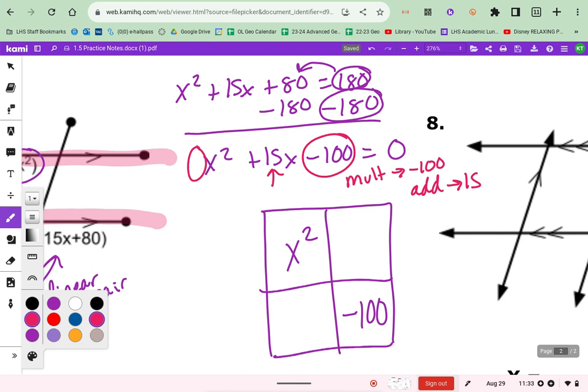20 and 5? Okay. Negative 5, yeah. Yeah, negative 5 and positive 20. So I'm going to do 20x in one box and negative 5x in the other. It doesn't matter which one I put in which box. You'll get the same solution either way.